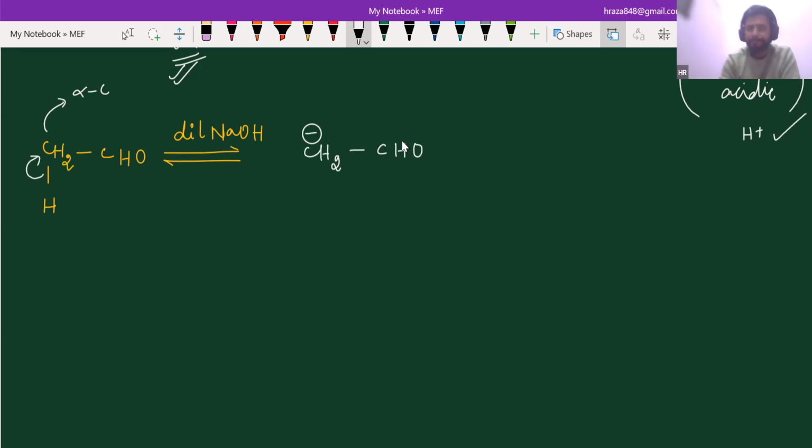Is that clear, sir? Now see, for the aldol condensation, we take 2 moles. So we just use the first mole here, and I am going to take another mole like this, the second mole of this. Are you getting my point?